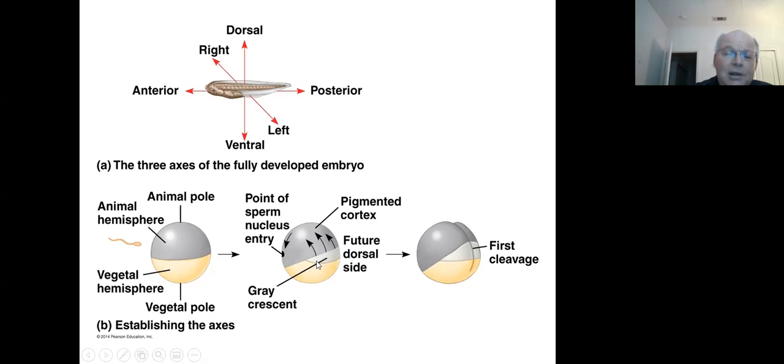and that gives you the dorsal-ventral axis. And remember, once you get two axes established, you fix the other axis. So the left-right axis has been established here. If this is dorsal and ventral, anterior and posterior, this would be left, and the other side would be right. Then you get the first plane of cleavage, bisecting the gray crescent in this case, splitting it from animal to vegetal.